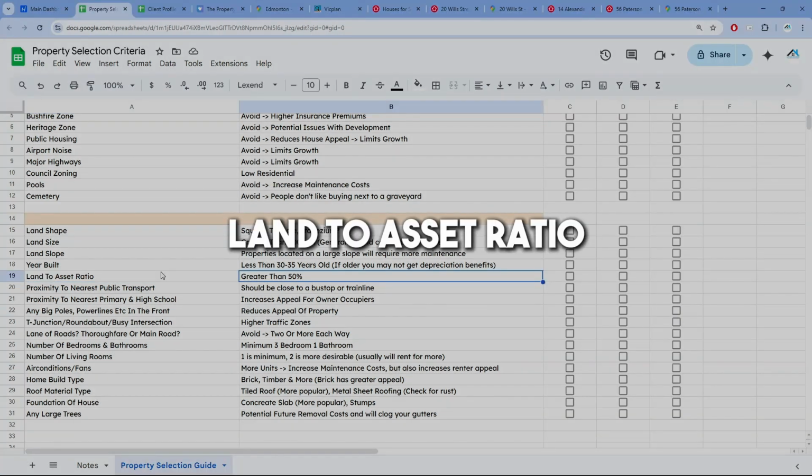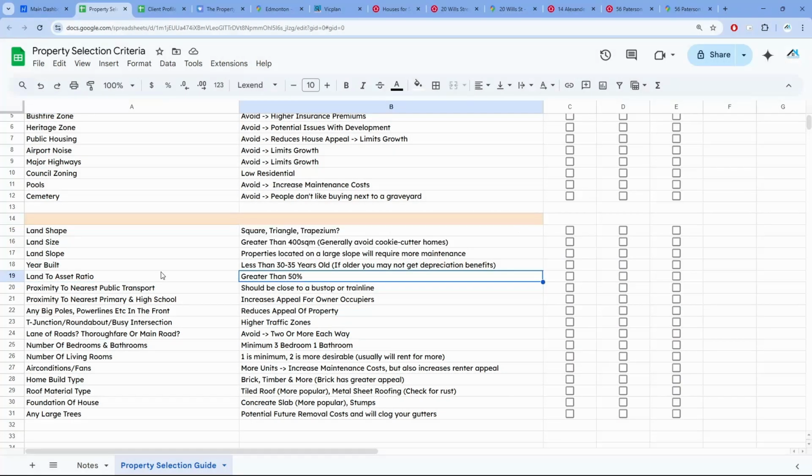Land to asset ratio. Ideally, we want greater than 50%. It's not a deal breaker if we don't have that land to asset ratio perfectly. It doesn't really matter too much. I will not discount the property if it has a lower land to asset ratio.